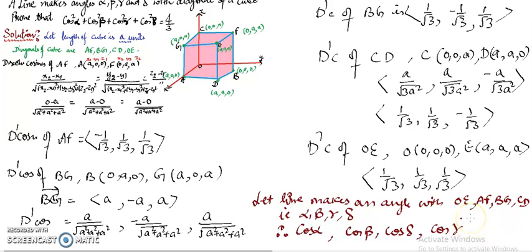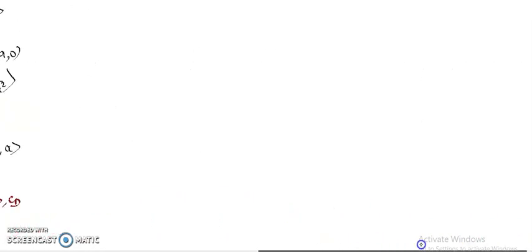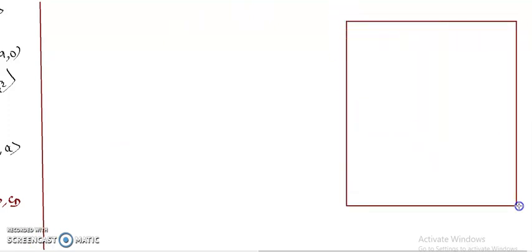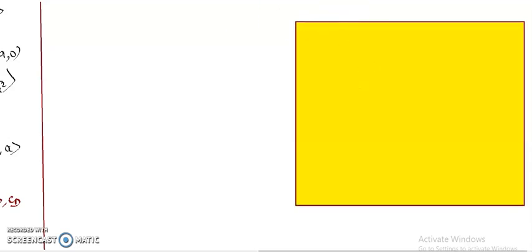Now come to the main concept: whenever you find the angle between two lines, what is your formula? I am going to discuss one more concept here, because our question is almost done, only one concept is left. The angle between two lines.